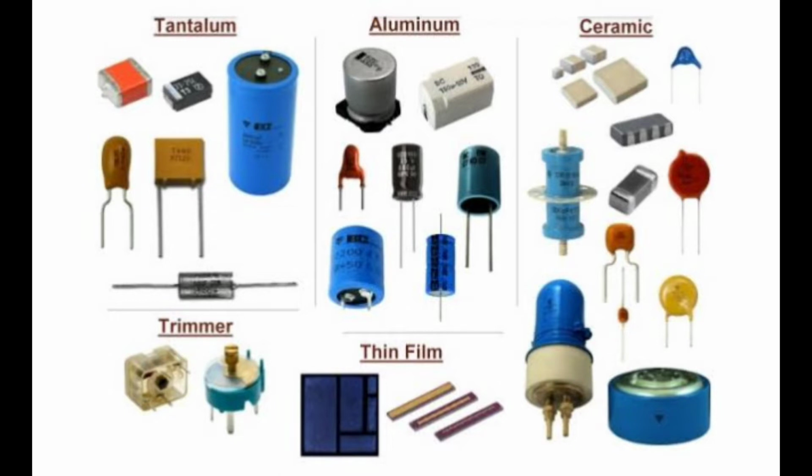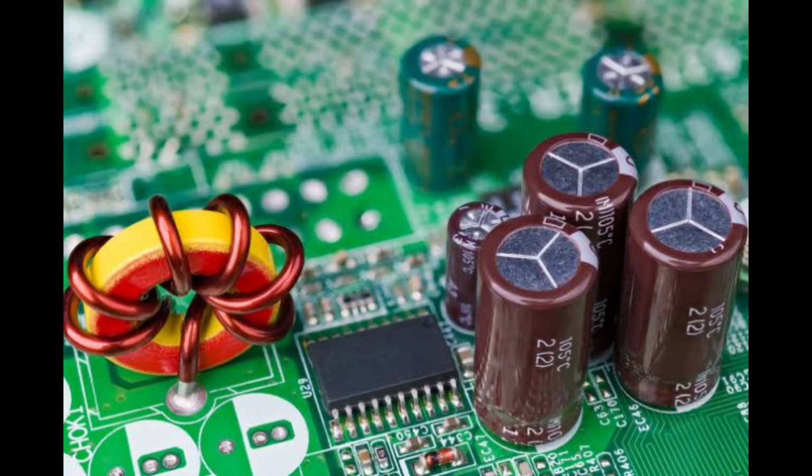Different types of capacitors are classified on the basis of size, shapes, and materials. Two main types of capacitors are fixed capacitors and variable capacitors. Fixed capacitor, as the name suggests, has a fixed capacitance value that cannot be changed. Fixed capacitors can be further divided into two types: polar capacitors and non-polar capacitors.